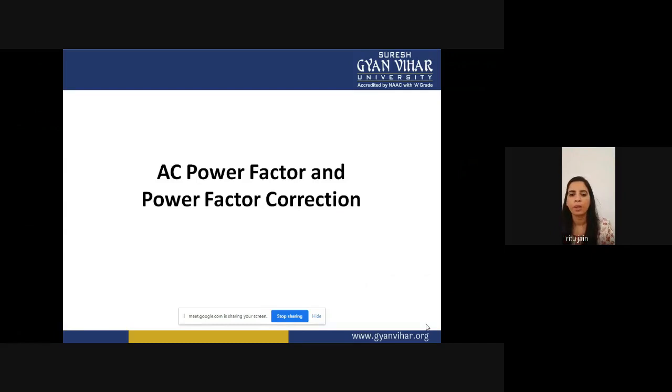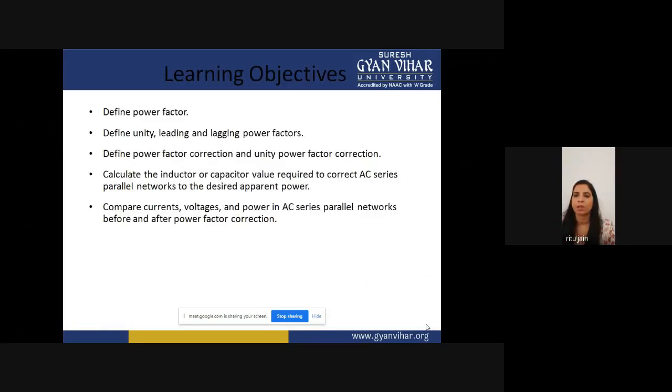Good morning, everyone. In this lecture, we are going to discuss power factor. What is power factor and what is power factor correction? Power factor is a very important part of power system engineering or electrical engineering. Actually, the cost of electricity is dependent upon power factor. The quality of electricity is also dependent upon the power factor. So, it is a very important topic.